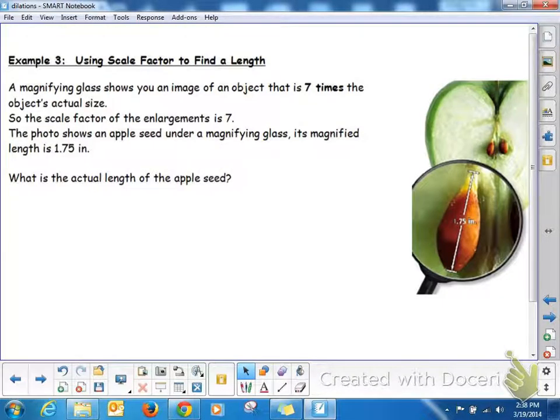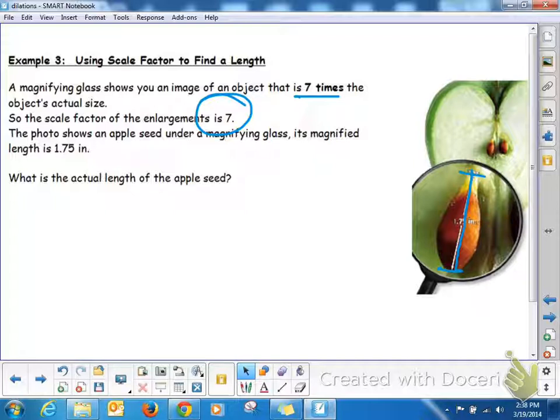So let's use scale factor to find a length. A magnifying glass shows you an image of an object that is 7 times the actual size of the object. So the scale factor of the enlargement is 7. This photo here shows an apple seed under a magnifying glass. Its magnified length is 1.75 inches. What's the actual length of the apple seed?